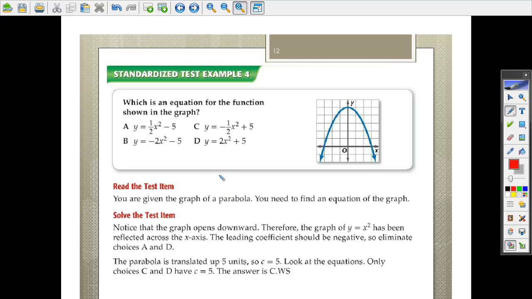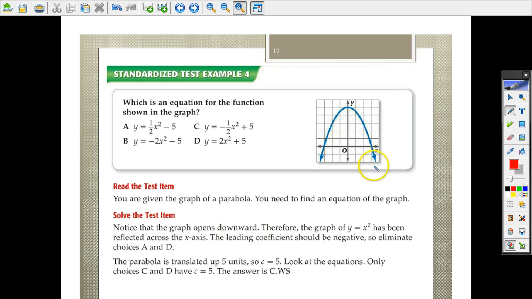All right, welcome back. Here is standardized test example 4. Which is an equation for the function shown in the graph? So which of these equations is this function? First thing, read the test item. You're given the graph of a parabola because it's a curve. You need to find the equation of the graph. Solve the test item. Notice that the graph opens downward.